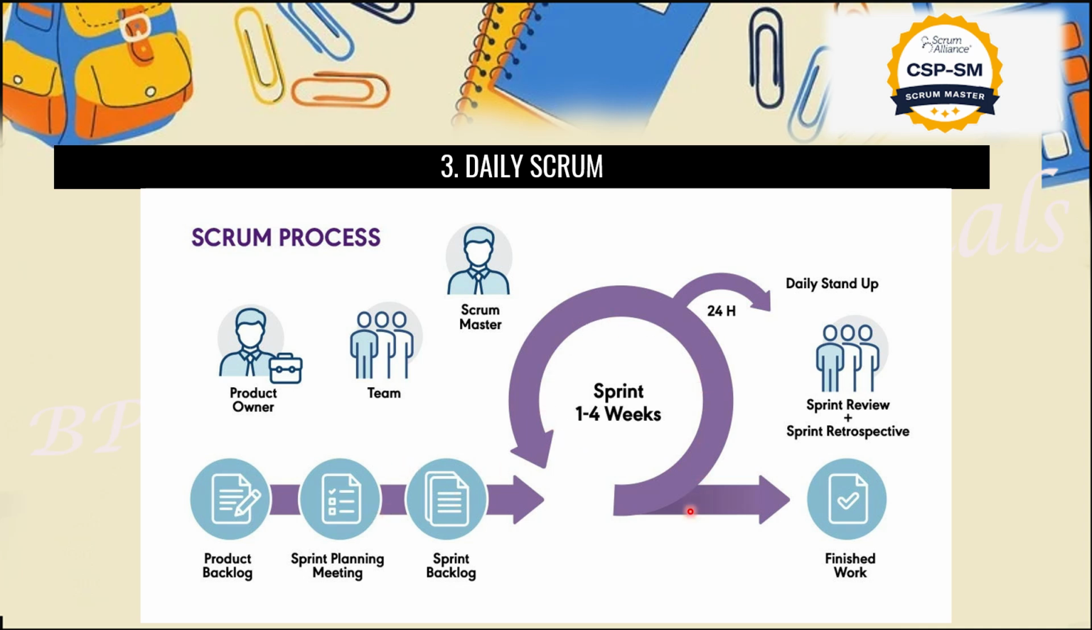Now we decided the timing, which takes 1 to 4 weeks. Every 24 hours, or every day, there will be a daily Scrum meeting for 15 minutes. Then we have the sprint review and sprint retrospective. Once you complete the sprint, they will do a review. Then we will share positive feedback and challenges learned in that particular sprint in the retrospective. Then finally we'll finish our work. So this is all about the sprint and the Scrum events.